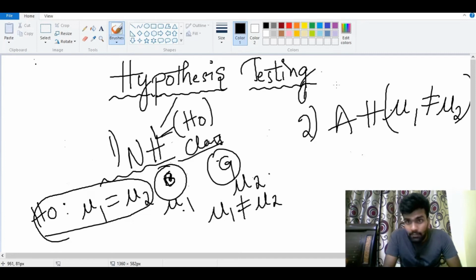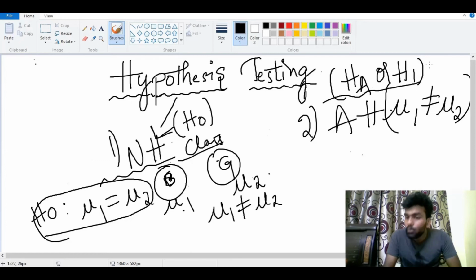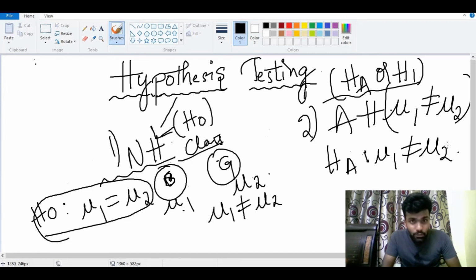By the way, the alternate hypothesis is represented by HA or H1. So we represent the alternate hypothesis by these two representations. HA is mu1 not equal to mu2. So this is the alternate hypothesis. I hope you understood what the null hypothesis is and what the alternate hypothesis is.